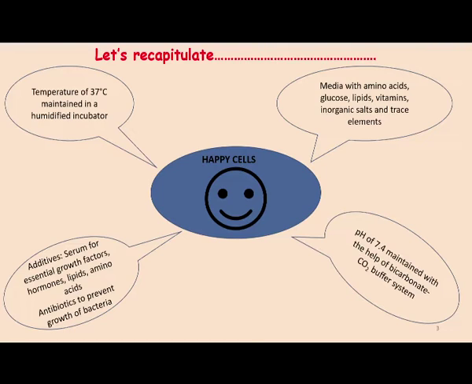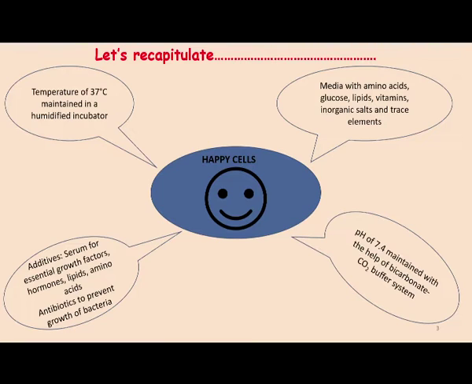The cells are grown in a medium with amino acids, glucose, lipids, vitamins, inorganic salts, trace elements. We also need to strictly maintain the pH of the media. The pH of the media is roughly about 7.4, and it is maintained with the help of sodium bicarbonate that is present in the media and the carbon dioxide that is circulated through the incubator. So, the bicarbonate carbon dioxide buffering system actually helps to maintain this pH.